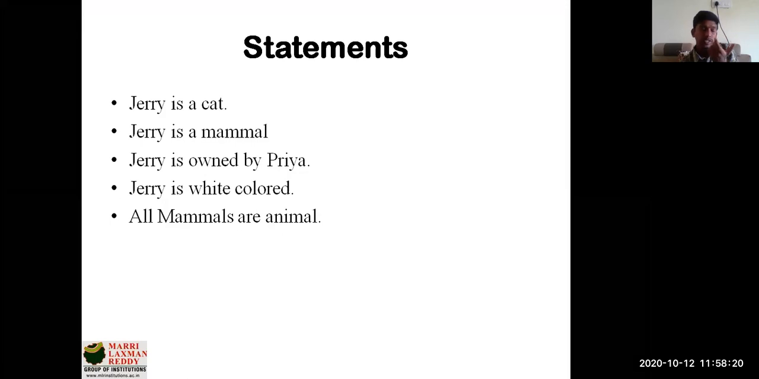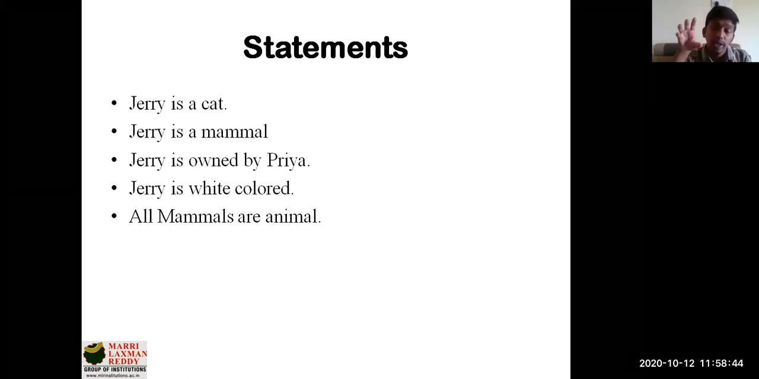That is, we are saying that Jerry is the name of a cat, and Jerry is a mammal according to the classification of animals. So Jerry is owned by Priya. That is, Priya is the owner of a cat called Jerry, and we are saying that Jerry is white colored. The color of the cat is white, and we are saying that all mammals are animals. That is, cat also is an animal.